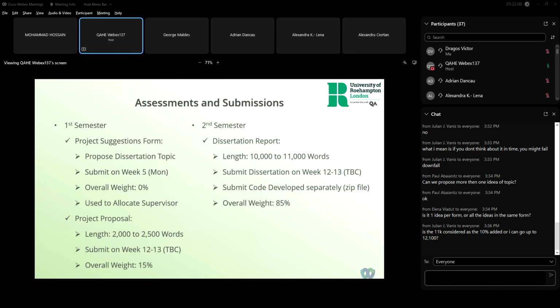The problem is that even with that mark, you're still going to resit. You're still going to have to resit the proposal. So you need to submit both. You don't need to pass the proposal, but you need to submit it. You need to get at least 25% of the proposal, right? But if you get 25%, it means that you haven't thought about it at all.